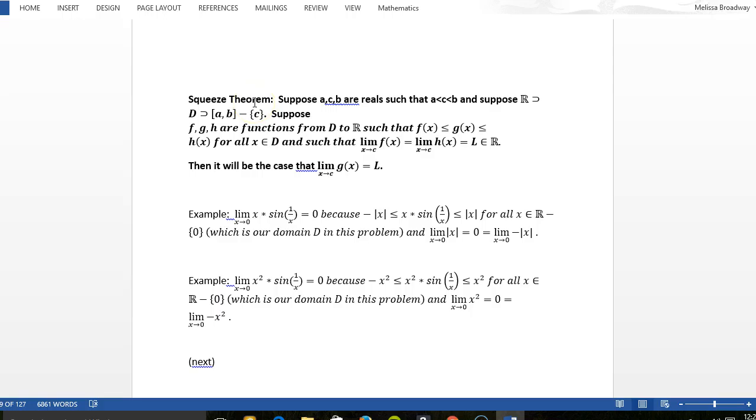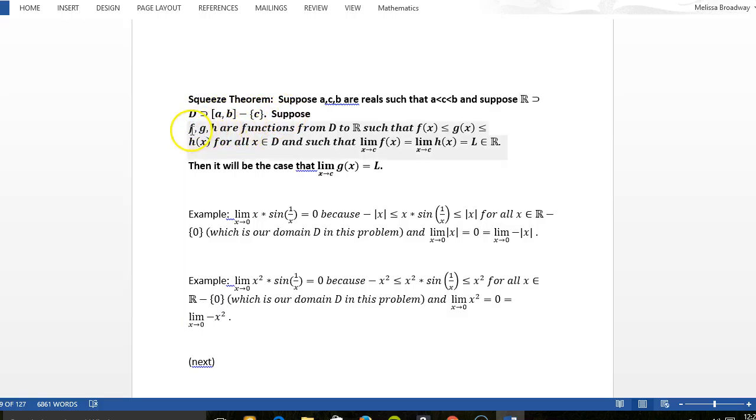Let's move on to the squeeze theorem now. The squeeze theorem: suppose that A, C, and B are real numbers such that A is less than C, which is less than B, and suppose that D is a subset of the reals, but is a superset of this deleted closed interval right here. Now, whether C is in D, we don't know. It might be, it might not be.